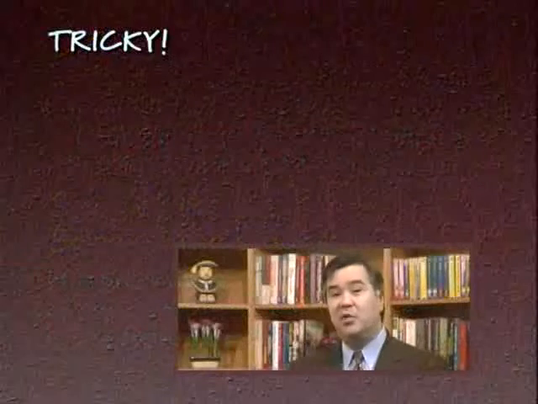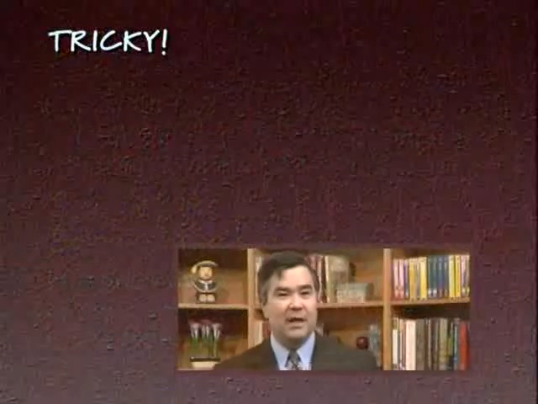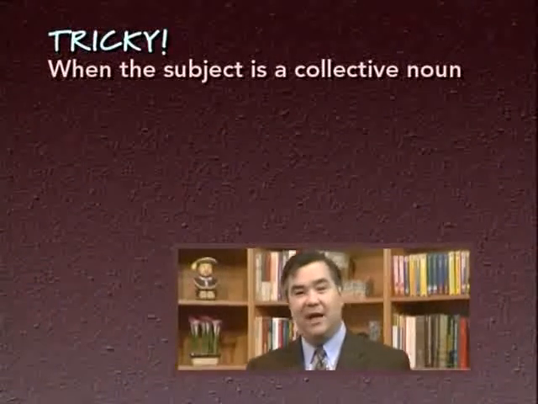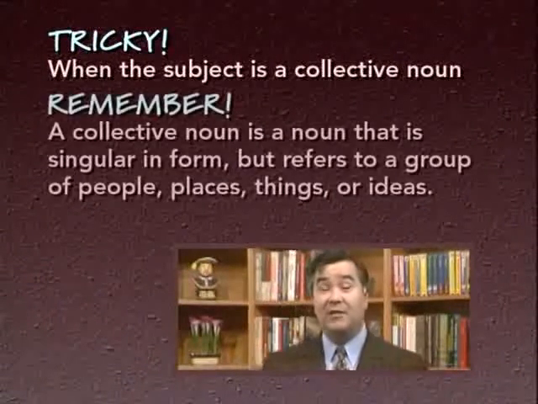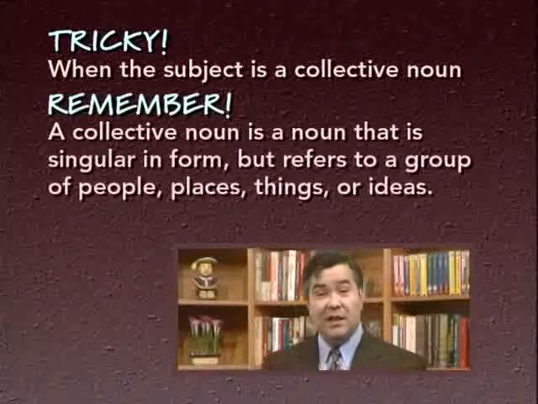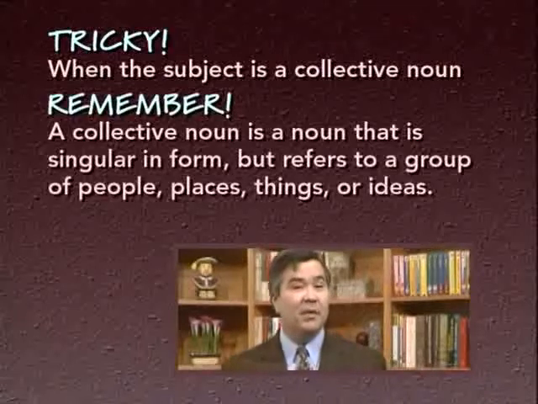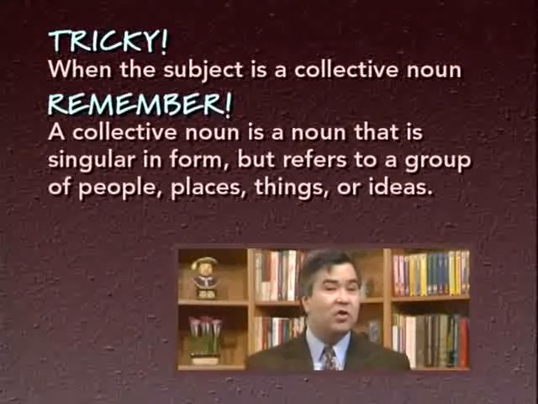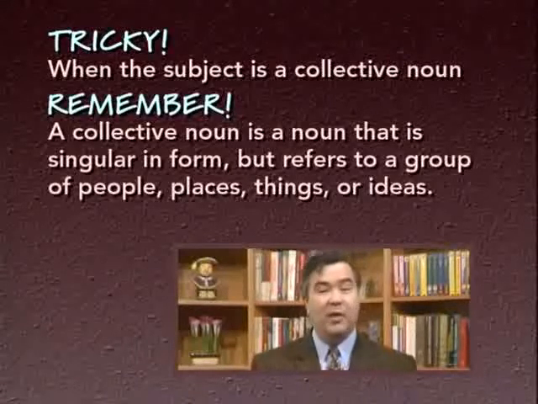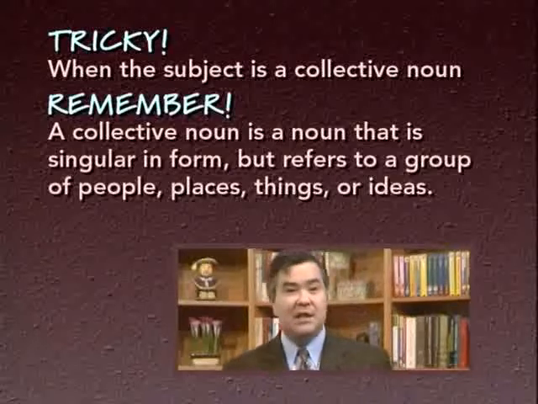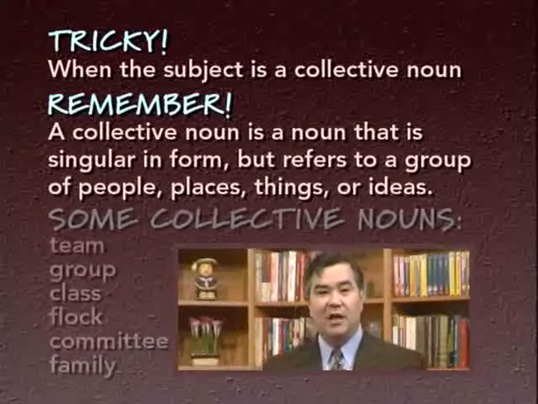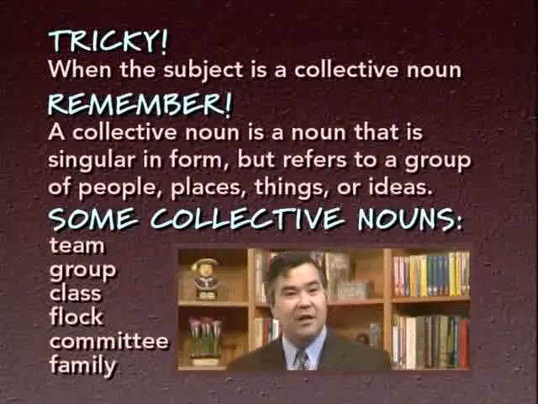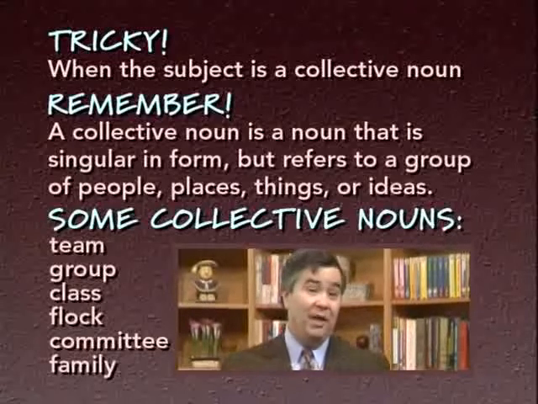Here's another tricky situation for subject-verb agreement. In some sentences, the subject of the verb is a collective noun. Now, what is a collective noun? A collective noun is a noun that's singular in form, that is, it usually doesn't end in S or ES, but which refers to a group of people, places, things, or ideas. Some examples of collective nouns are team, group, class, flock, committee, family.